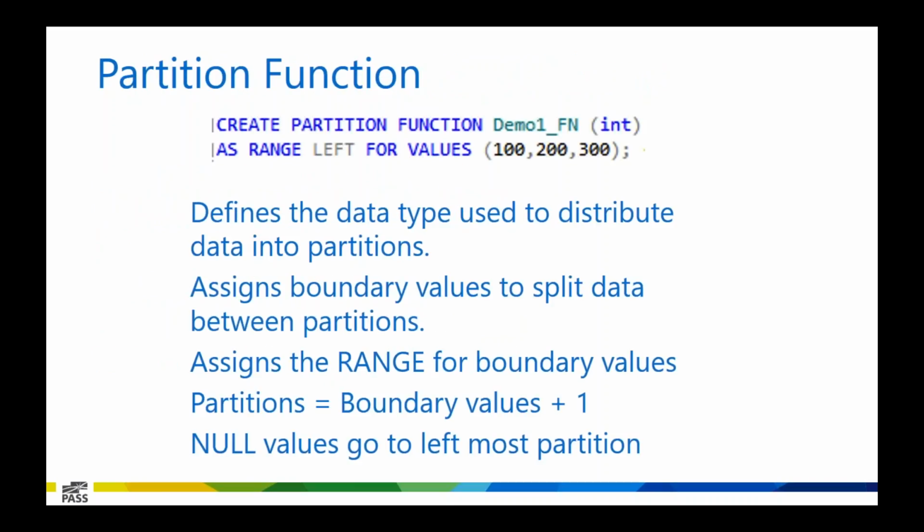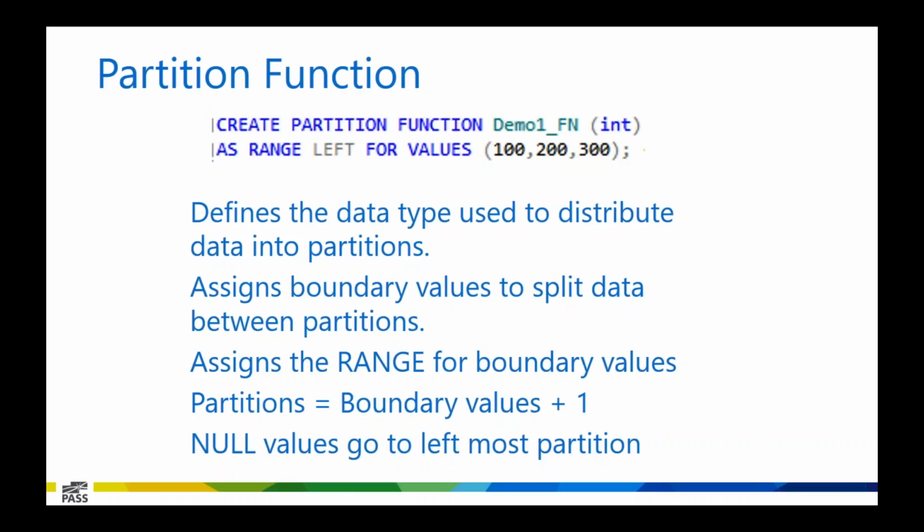So our partition function: once we've determined what column we are going to use, your next part is to build out a partition function. As I mentioned, the key things you're going to do here are, first, determine what data type you are going to use to split up your data into partitions, or buckets, as I like to refer to them. Then you're going to have to say what kind of range you want your boundary values to be, what you want them to do.